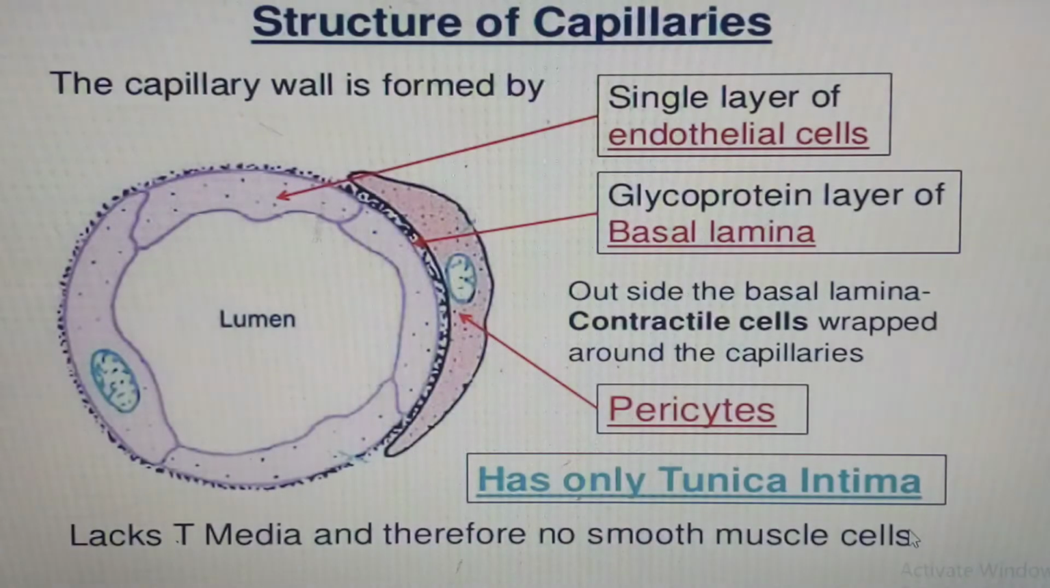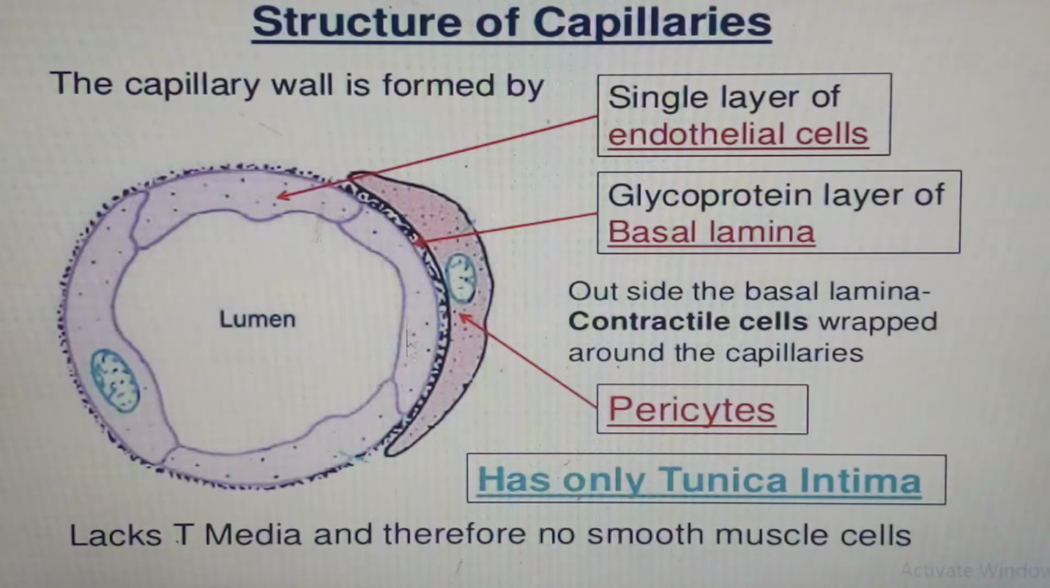Now the next blood vessel, having seen arteries and veins, are the capillaries. So capillaries actually deviate from the normal three-tunic system that we have for blood vessels. Capillaries will have a single tunic, and therefore we can call that single tunic the tunica intima. Even with that, it's just one cell layer thick.